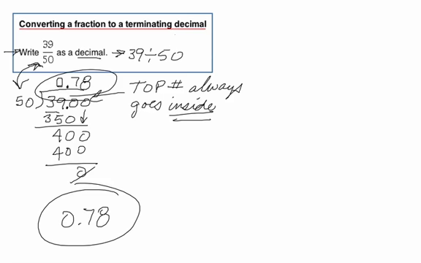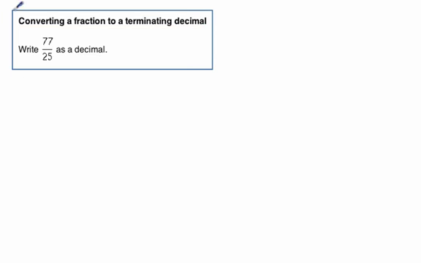Okay, let's look at another example. Now in this one, the only difference is that the top number is larger. That's okay, it still goes in the box. Remember our note. Top number goes inside. So we put 77 on the inside, 25 on the outside. We're still going to have to add a 0 or more than one 0 with a decimal. Remember that decimal goes straight up there.